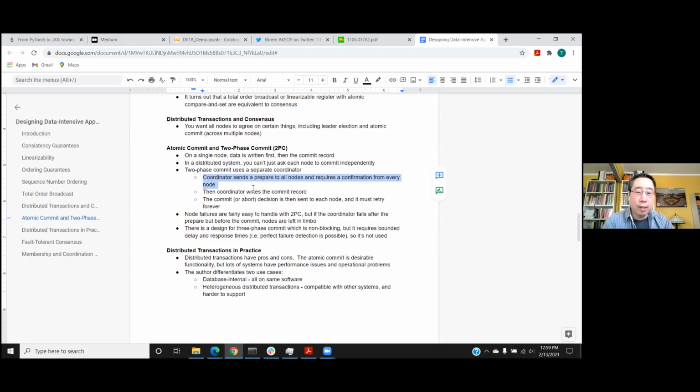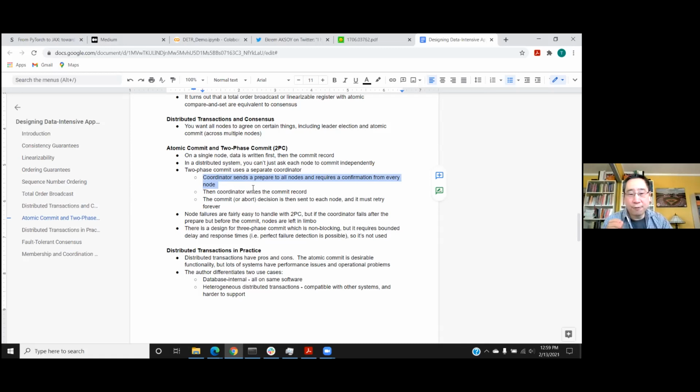So you have the coordinator, and basically what happens is the coordinator sends a prepare to all the participants, and it waits for confirmation. It needs to get a confirmation from every single node to continue. If it doesn't get one, if it times out, then at that point it sends out an abort.